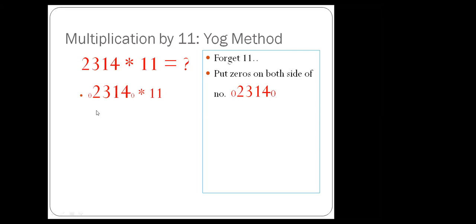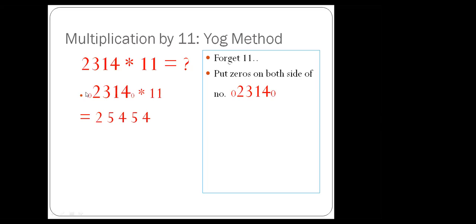I have done this. So a small zero is kept here, a small zero is kept here. Okay, now it's very simple. Now listen very carefully. Here we are applying the Yog method, the Yog formula. What is the meaning? Yog means addition. So what will we do?